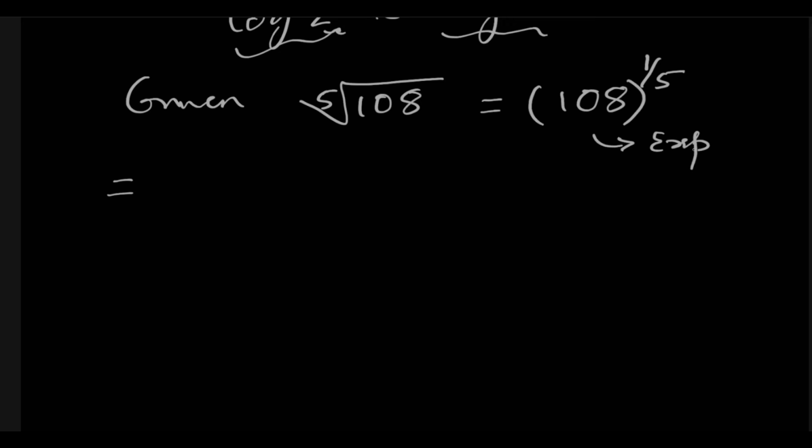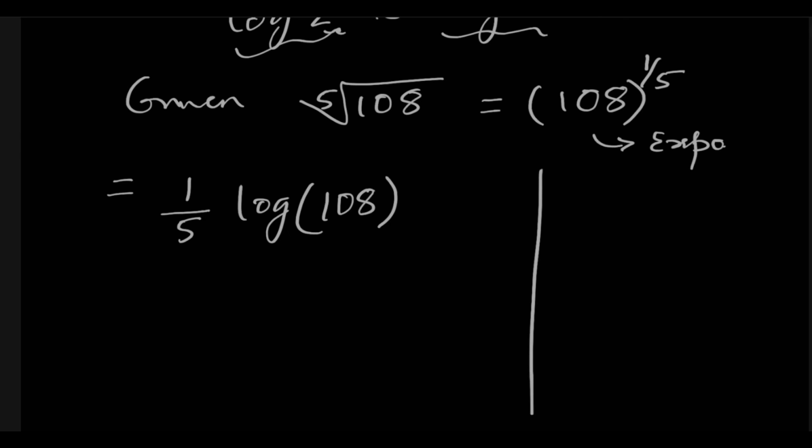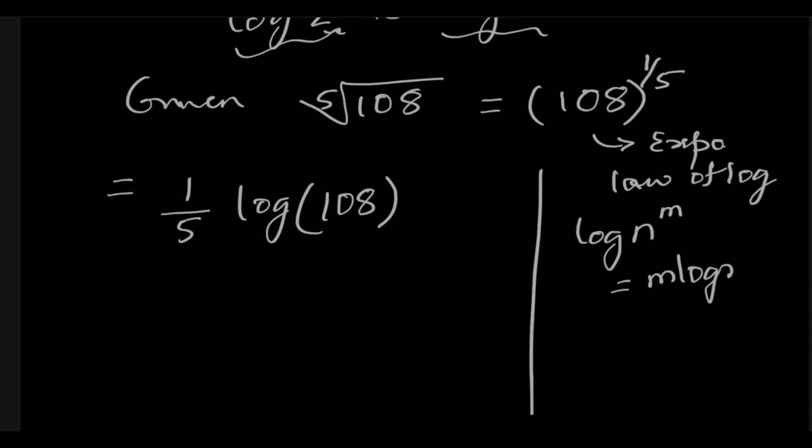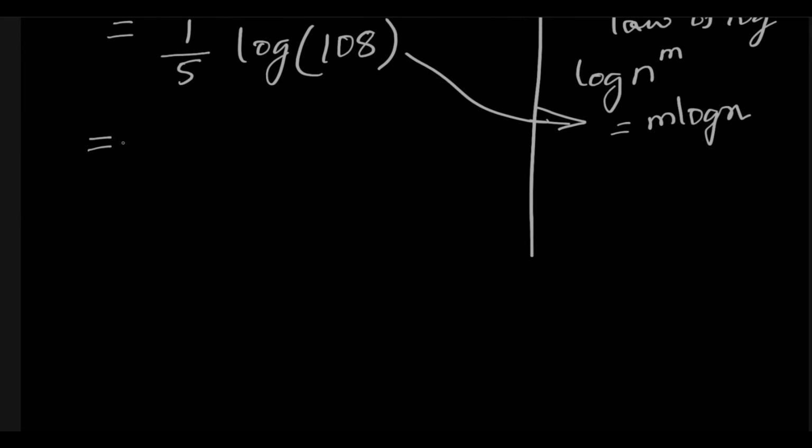Now how can you write this in logarithmic form? 1 by 5 log of 108. How? Using the laws of logarithm. What does that say? If you have log n to the power m, then this can be written as m log n. I have used this law here. Now this can further be simplified as 1 by 5 into log of 2 square into 3 cube.